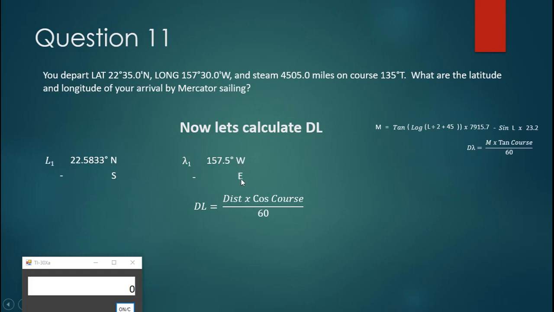Had it been a westerly correction, we would have added it. So east and east you add, west and west you add, west and east you subtract. Same thing with latitude: north north, south south, you add; opposite directions you subtract. And this is our equation that we use.